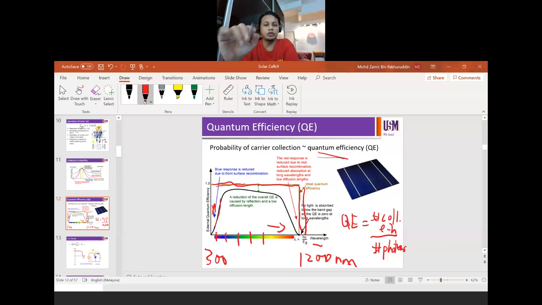So if you want to know why is it important, what does it tell you? It will tell you the probability of carrier collection per incident photon at every single wavelength. If you want to relate this with the performance of your solar cell, you can actually use it like this. Solar cell yang you ada ni, this is the solar cell kan? You can actually flip the solar cell to make it a cross section, or maybe you can just draw. Let me open the whiteboard.